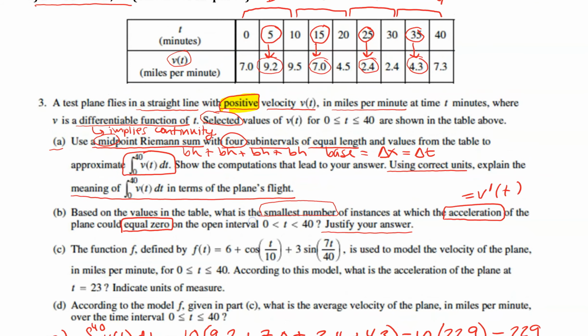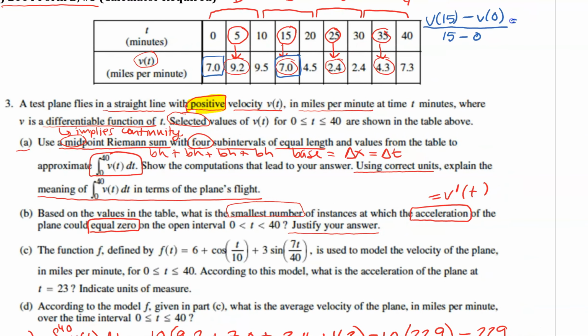So we come up to our table and start looking at the different changes in velocity, and something that I notice is that the velocity goes from 7 at time 0 back to 7 at time 15. So if I were to do velocity at 15 minus velocity at 0 divided by 15 minus 0, it would be 7 minus 7 over 15, which is 0. So there's at least one instance where the average rate of change of velocity is 0.